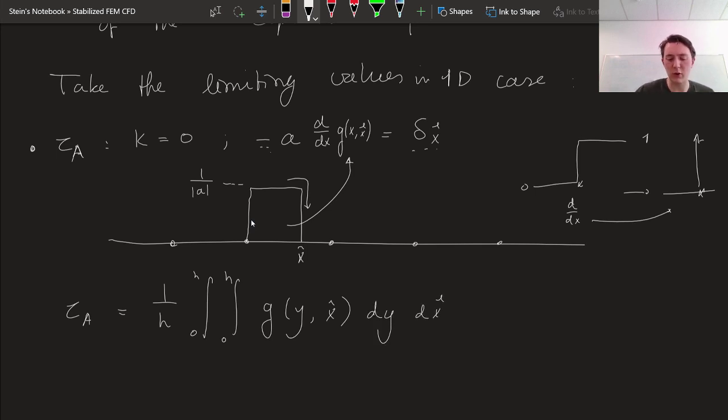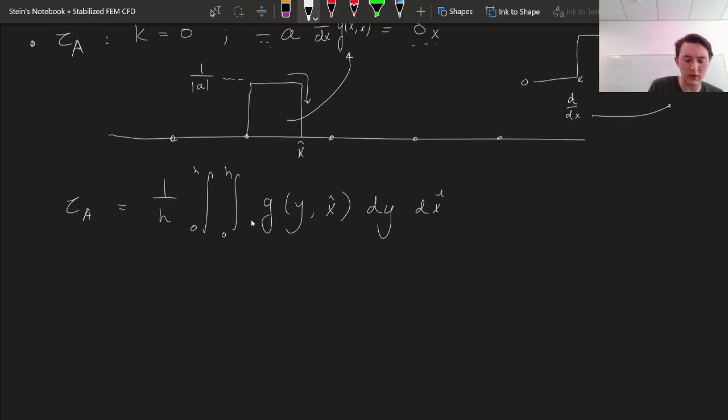Now that looks like a complex expression, but it turns out to be quite simple. Because that inner integral from 0 to h of this Green's function is actually not going to be anything other than from 0 to x hat. So we actually get 0 to x hat, right? Because everything past x hat is equal to 0.